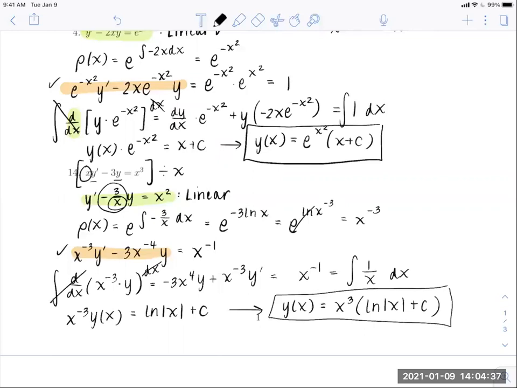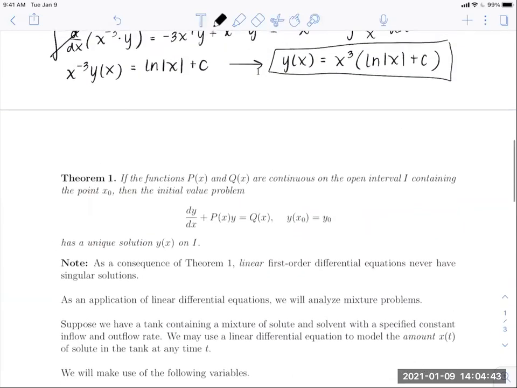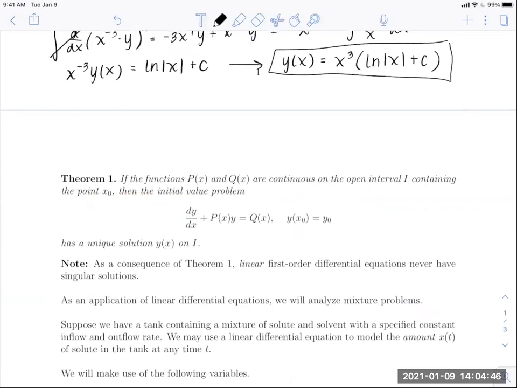I'd like to remind you guys about the theorem of existence and uniqueness that we talked about several sections ago. Relating back to that, it says if the functions p of x and q of x are continuous on the open interval I containing the point x naught, then the initial value problem as stated here, so we have our linear first order DE and an initial condition given, has a unique solution y of x on I.